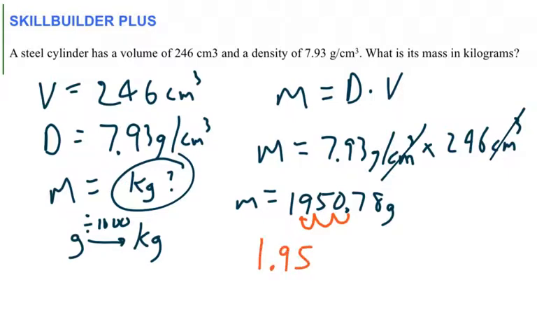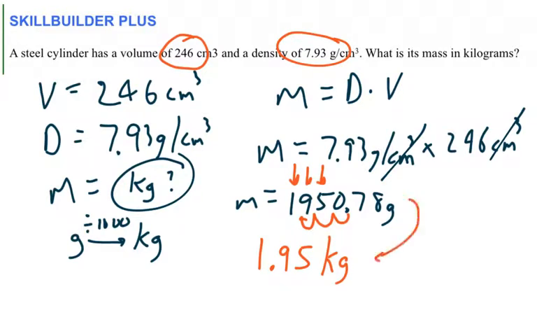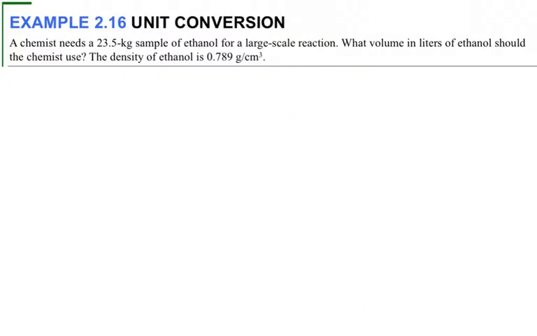1.95. Now, I'm going to stop there as far as significant digits because notice I need 3. Both numbers had 3, so I'm going to round my answer just to show 3 significant figures. And I also converted it from grams to kilograms. So our answer is going to be 1.95 kilograms. Okay? All right, let's take a look at this next problem.